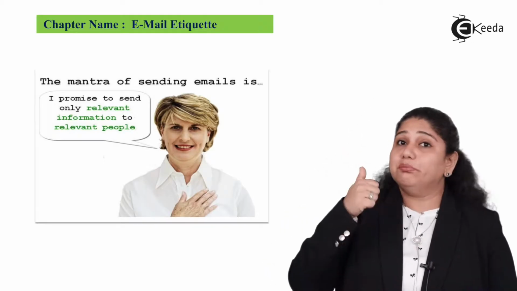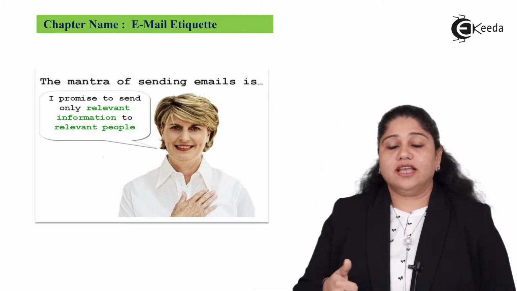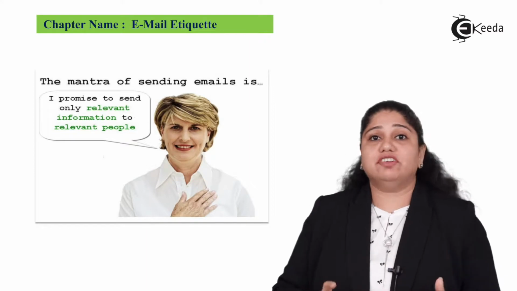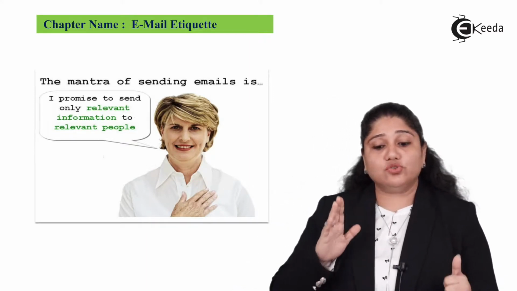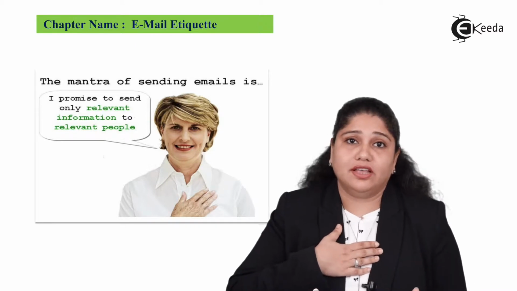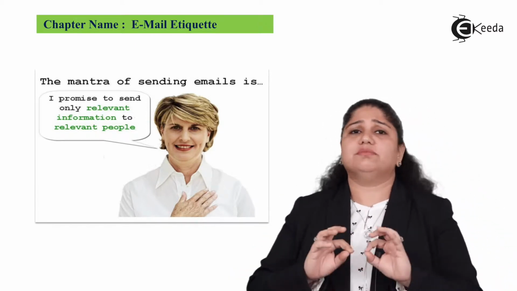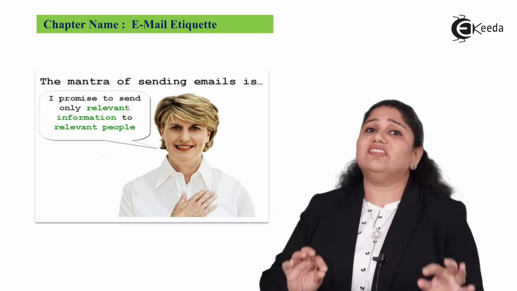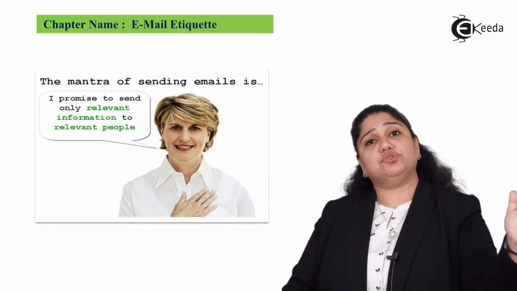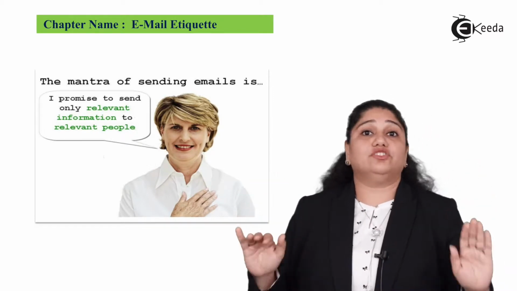First of all, the first and most important key point is that there is a mantra for sending an email. The mantra which everyone should follow is: I promise to send only relevant information to relevant people. That's number one. The day we start focusing on this mantra, I am 100% sure nothing irrelevant will go out of our system. We are sending the correct information to the correct person with the correct purpose, and that purpose is solved and resolved.